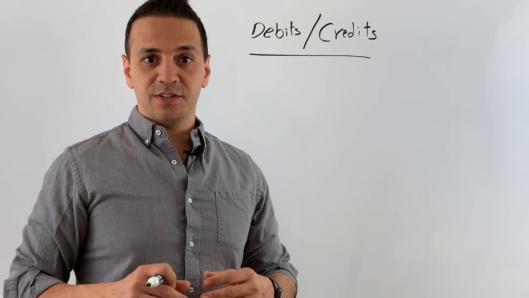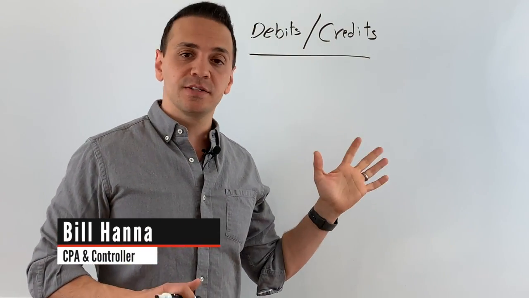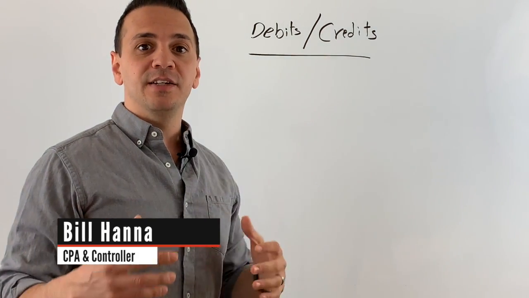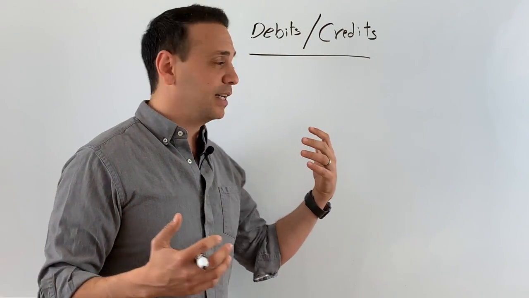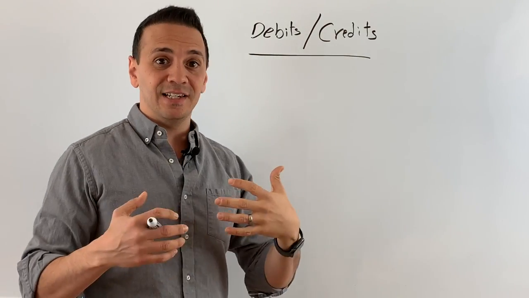In this video, I want to discuss one of the basic concepts of accounting, which is debits and credits. To really understand it, let's go through an example and understand how we are recording our debits and credits. In this example, we'll be selling a car.